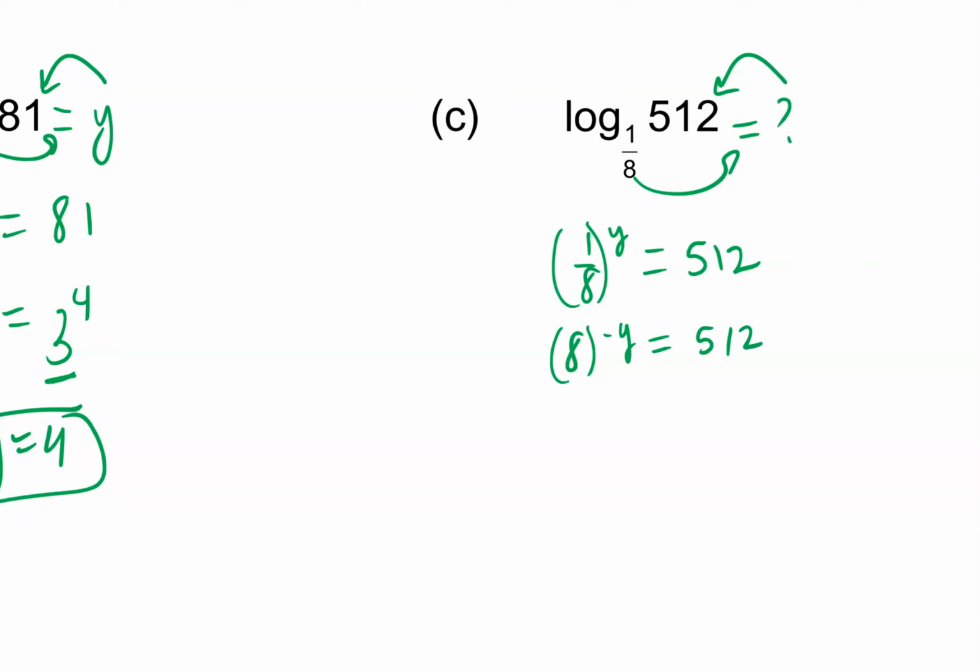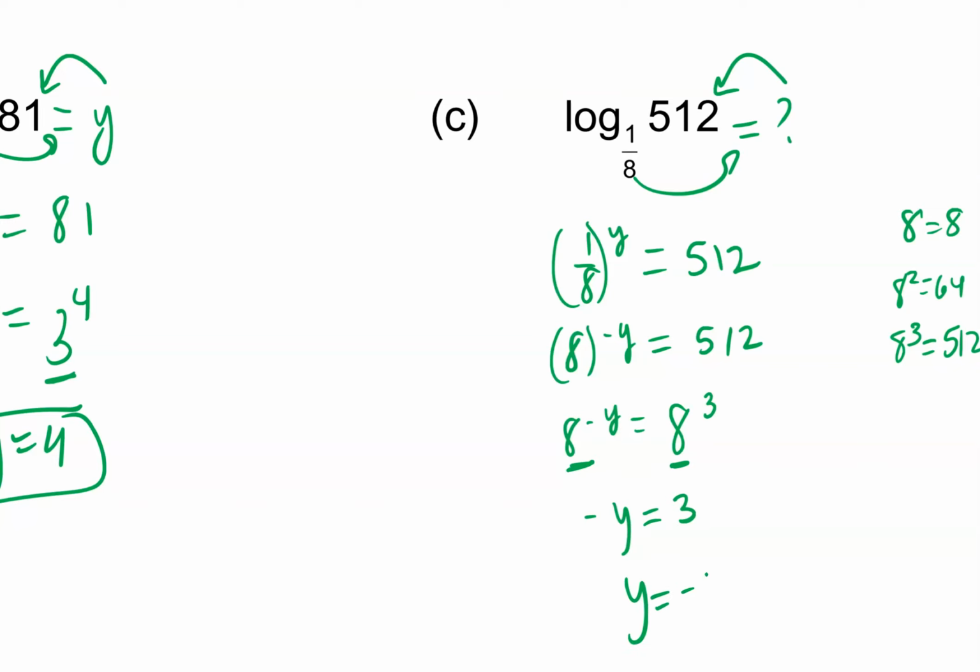Actually, does 8 go evenly? Let's see. 8 to the first is 8. 8 squared is 64. 8 cubed is 512. Just kidding, we don't have to use 2. We can use 8. So I have 8 to the negative y is equal to 8 to the third power. Since the bases are the same, set the exponents equal to each other. You see y is equal to -3. So this is an application of our second lesson, 7.2.